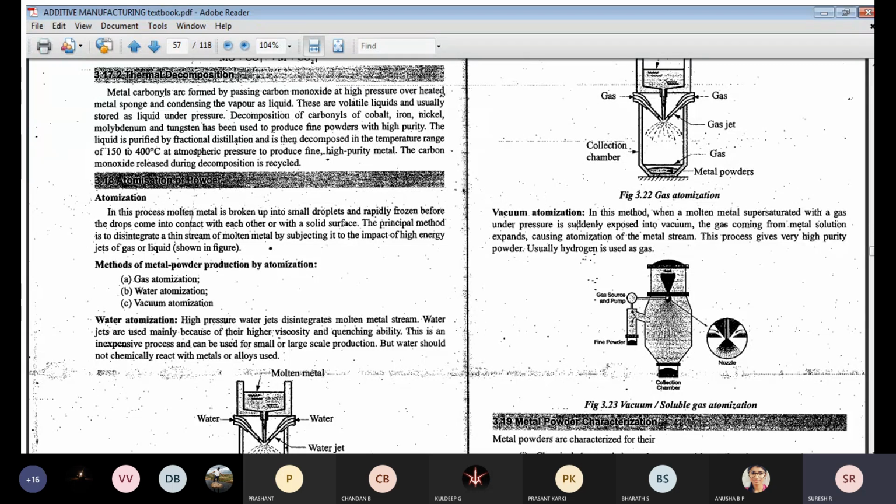Okay. So any questions over here? Any questions on this small topic? Any questions on this topic, which is important from the examination point of view?